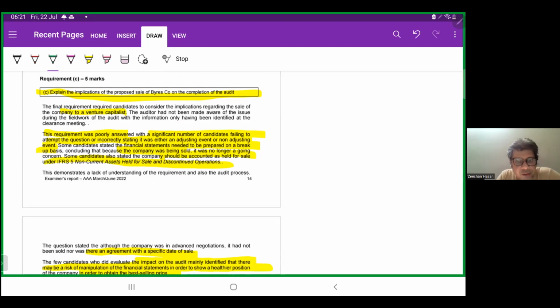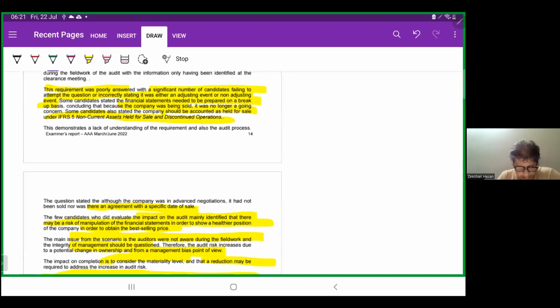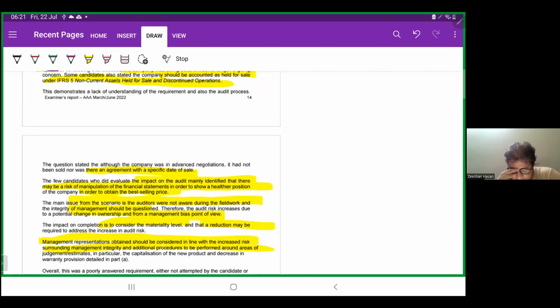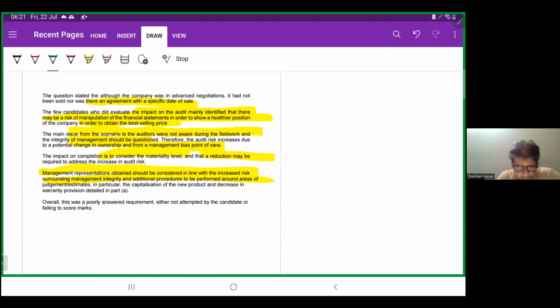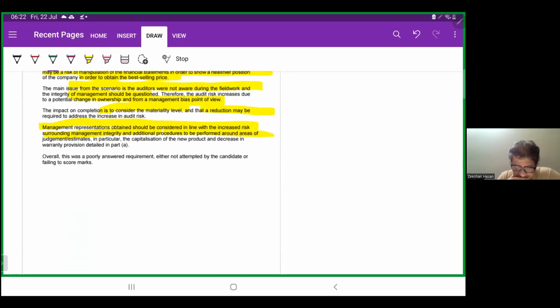Some candidates also stated that it should be treated as held for sale under IFRS 5. A few candidates who did evaluate the impact on the audit mainly identified that there may be a risk of manipulation of the financial statements in order to show a healthier position of the company to obtain a better selling price. The main issue from the scenario is that the auditors were not aware during the fieldwork, and the integrity of the management should be questioned. Therefore, audit risk increases due to the potential change in ownership from a management bias point of view. Management representations obtained should be considered in line with the increased risk surrounding management integrity, and additional procedures should be performed around areas of judgment.